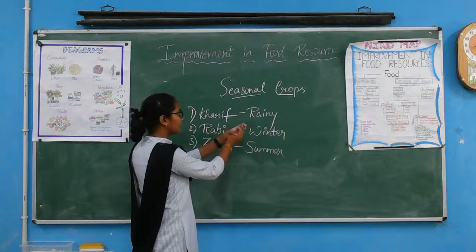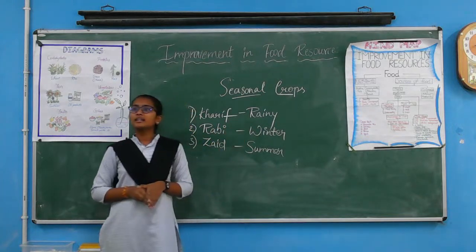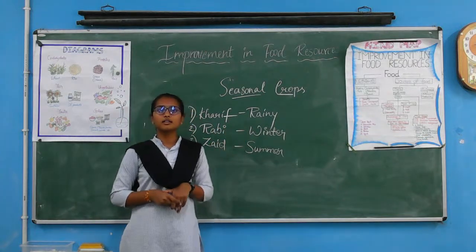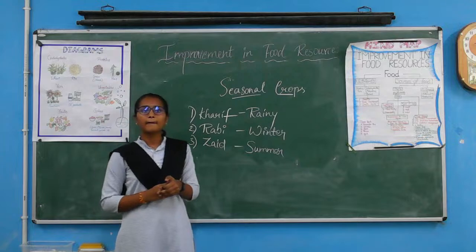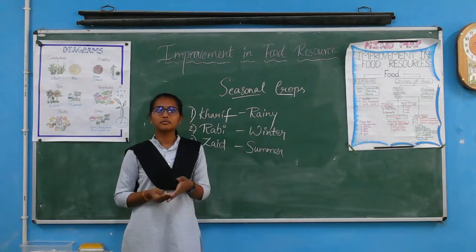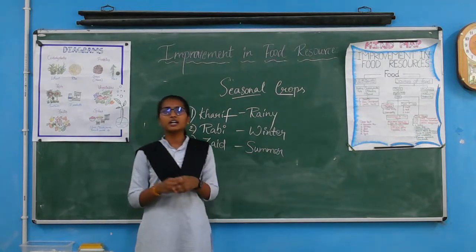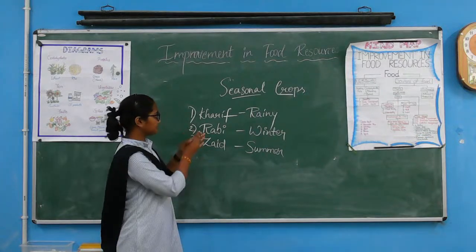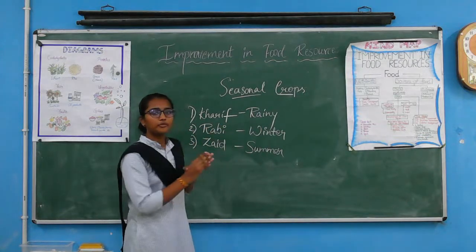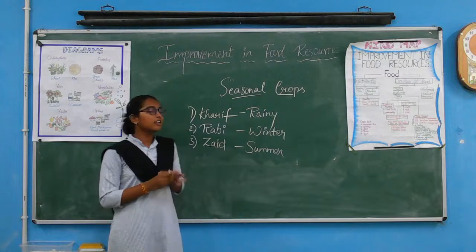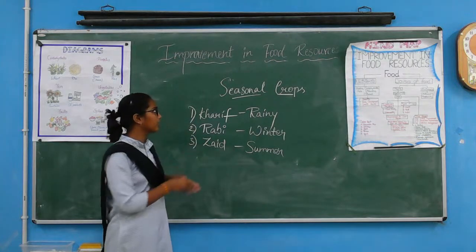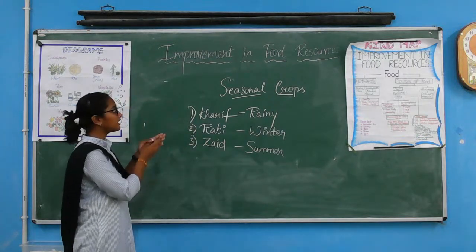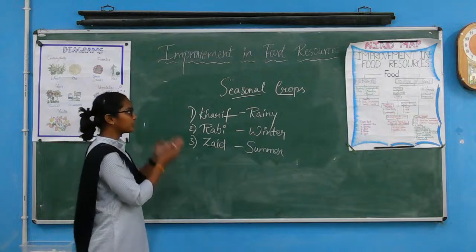Kharif crops are grown in rainy season. Can anybody tell me examples of rainy season crops? Okay, I will continue. Some examples of rainy season crops are paddy, cotton and maize. These are all grown in kharif season only. Now we have come to know what the seasonal crops are and in which season they are grown.